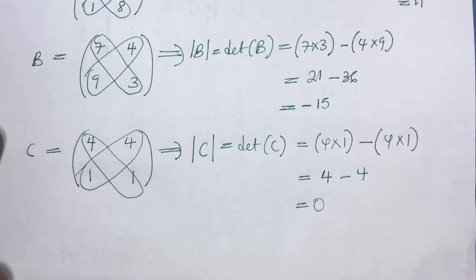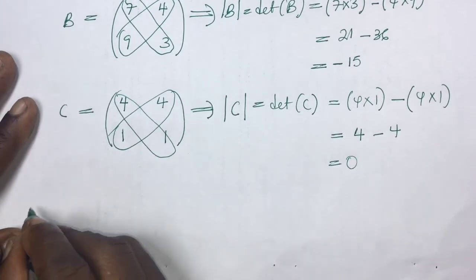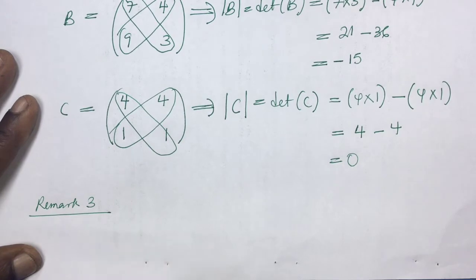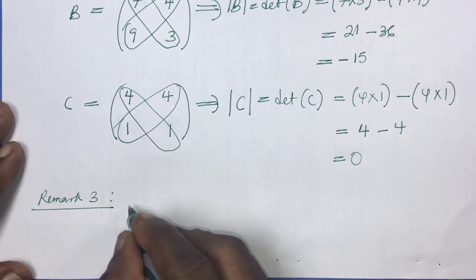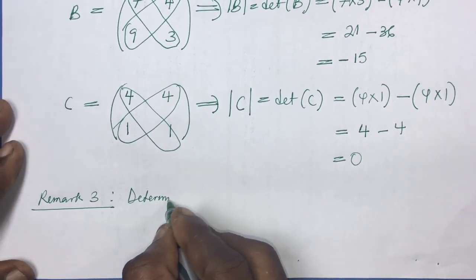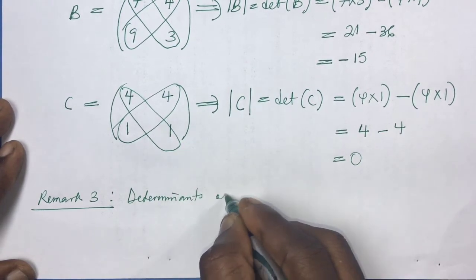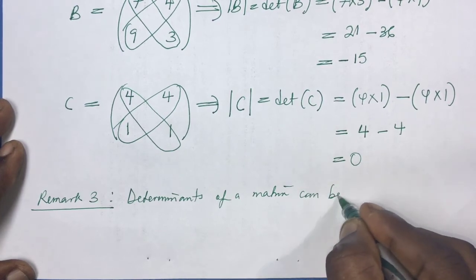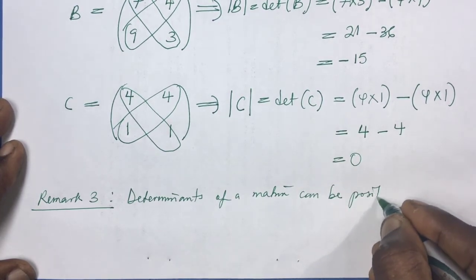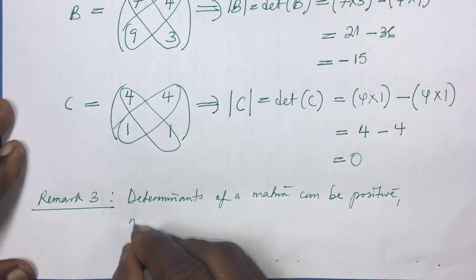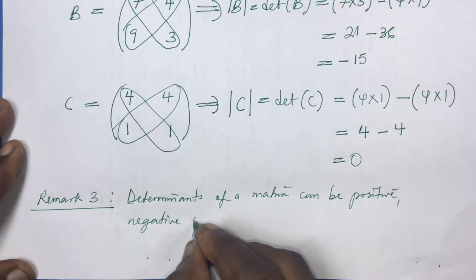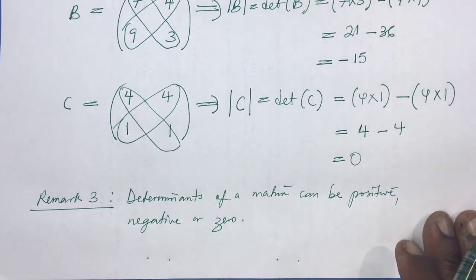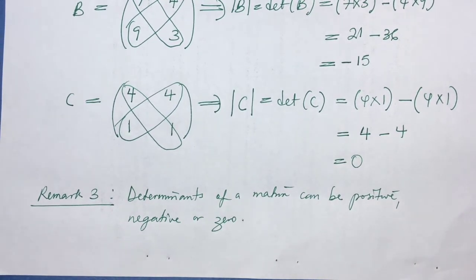Now, this brings me to remark number 3. What can you notice from these examples? Notice that determinants of a matrix can be positive, negative, or 0. So, obtaining the determinant of a 2 by 2 matrix using the normal method requires that you only subtract from the product of the principal diagonal elements that of the product of auxiliary diagonal elements.